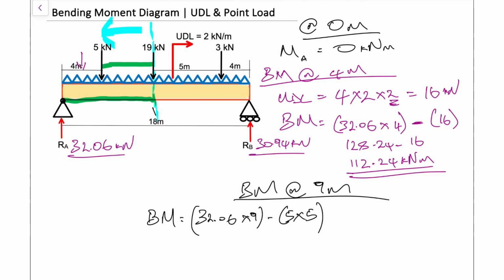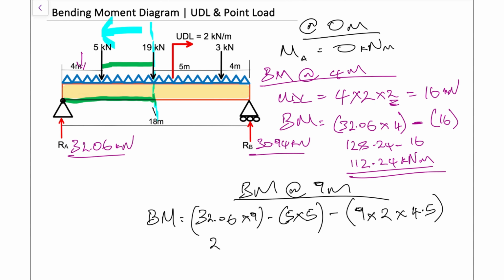So that's 5 times 5 there. So we go across then to the UDL. For the UDL, we have 9 meters, so that's the length, 9 for the length. And the UDL is 2 kilonewtons per meter, so that's 9 times 2. And what we have to do now is place the UDL in the middle of that length 9. So that's why we're now going to multiply by 4.5, because we're going to times by half the length that the UDL spans across.